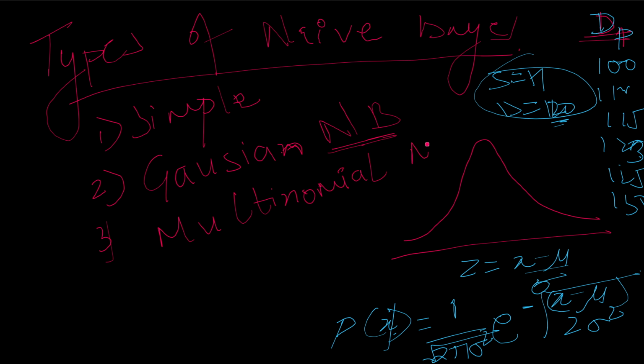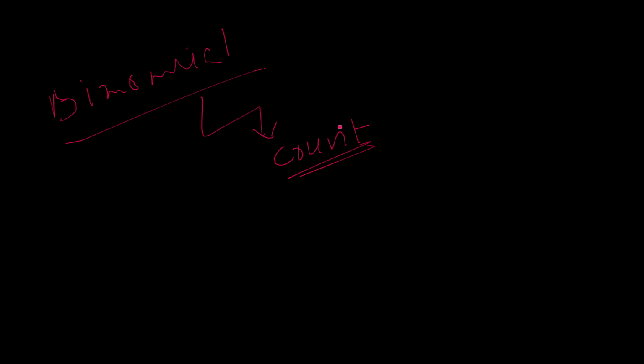Okay, what is a multinomial distribution? To understand multinomial distribution, let's understand binomial distribution. Binomial distribution is nothing but a distribution that counts the number of times an event happens. Okay, a distribution of counts.